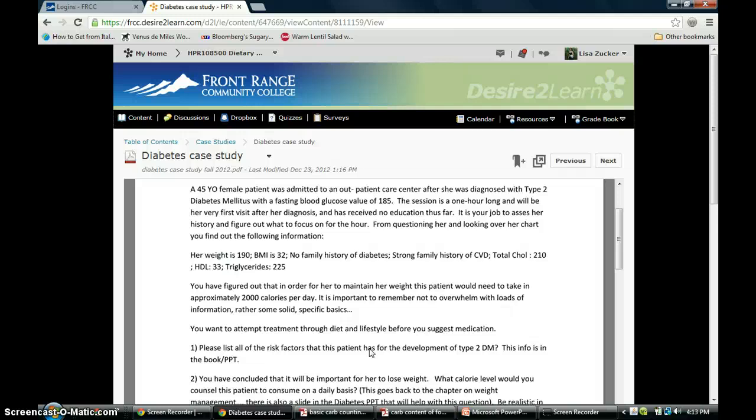All right, so list all of the risk factors that this patient has for the development of type 2. All of this is in the PowerPoint. Again, I mentioned this before. Only take the information that you see written here in black and white. Don't assume anything. Don't assume that she exercises or doesn't exercise if it doesn't say anything about that. Don't assume anything about her past, about her future, what she will do, what she won't do. You don't know until you sit down and start speaking with this patient. Just use the information that's here.